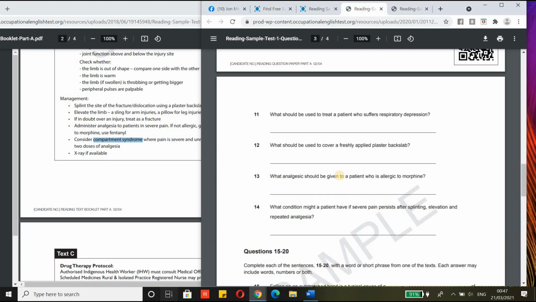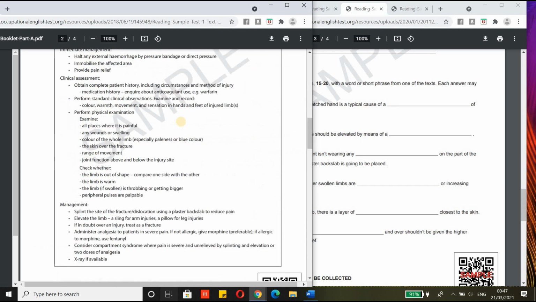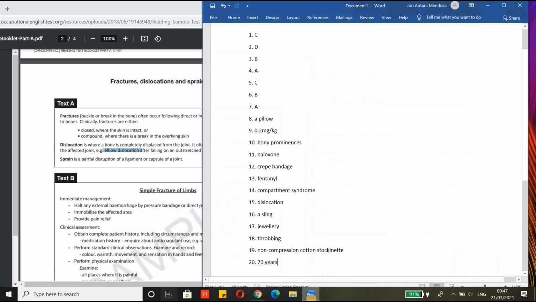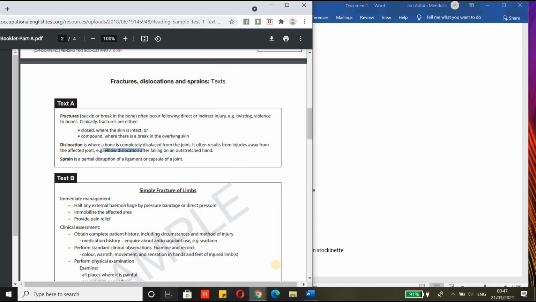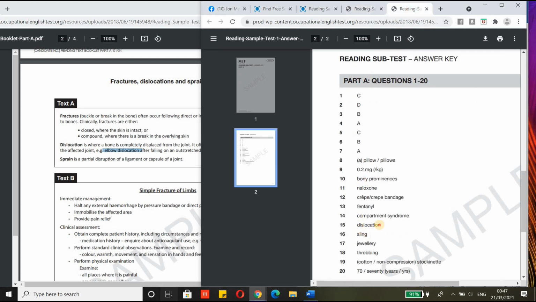Number 15, it's fill in the blanks or sentence completion. Falling on an outstretched hand is a typical cause of a blank of the elbow. So I put dislocation, elbow dislocation. And the answer is dislocation.